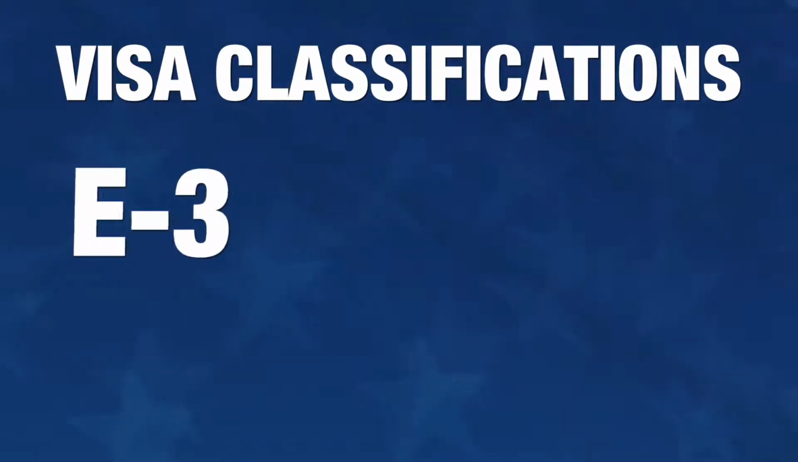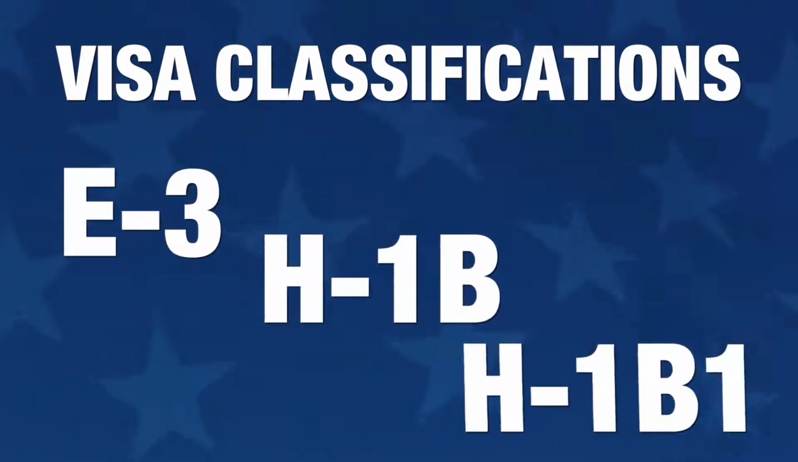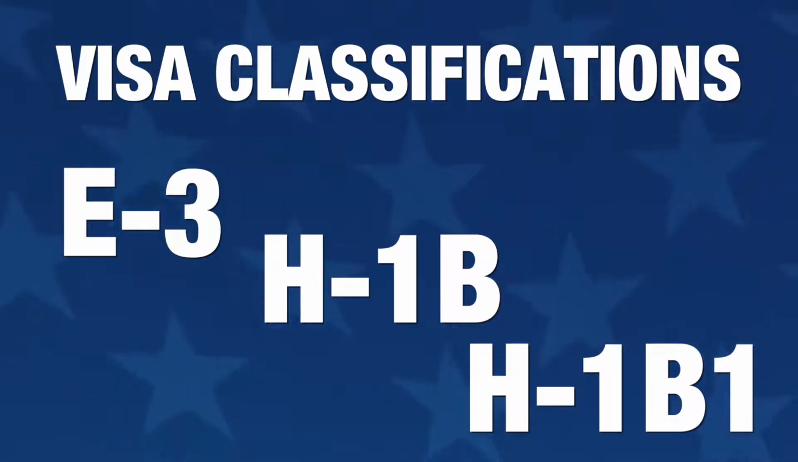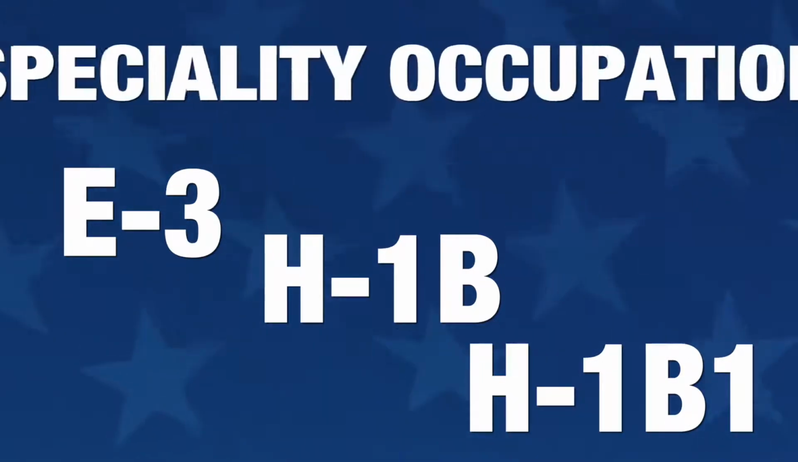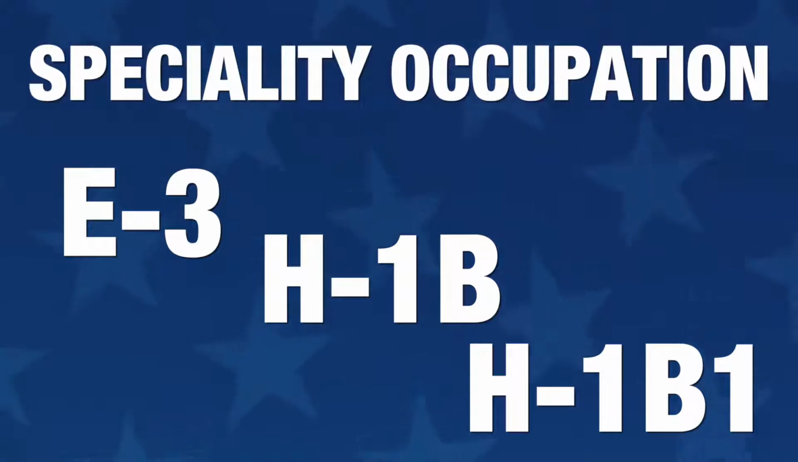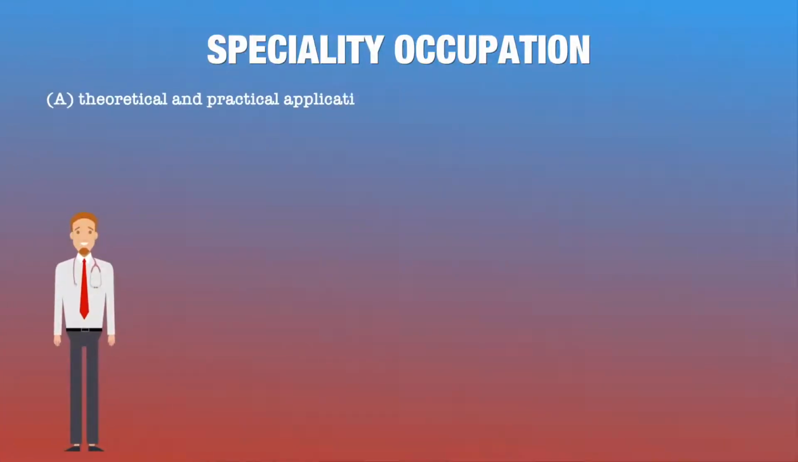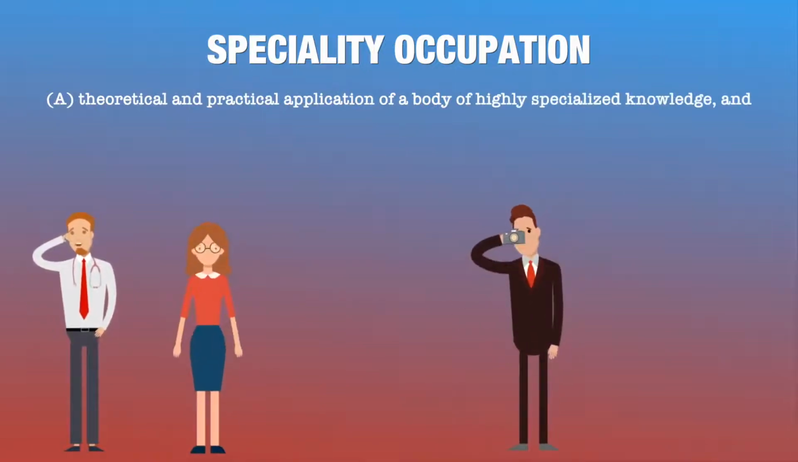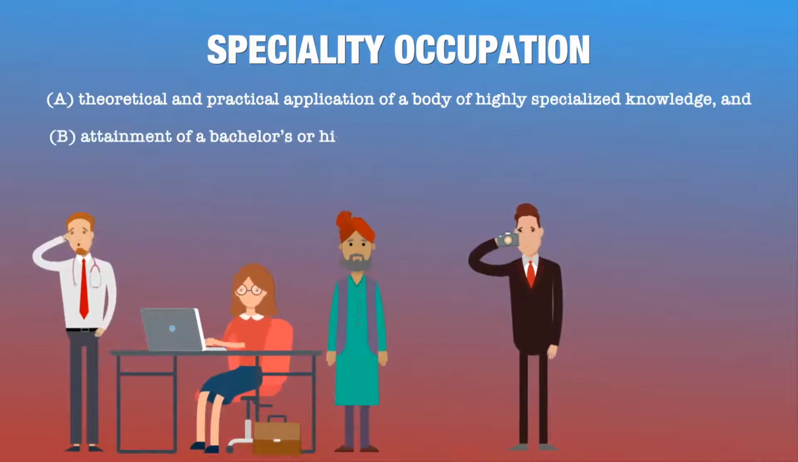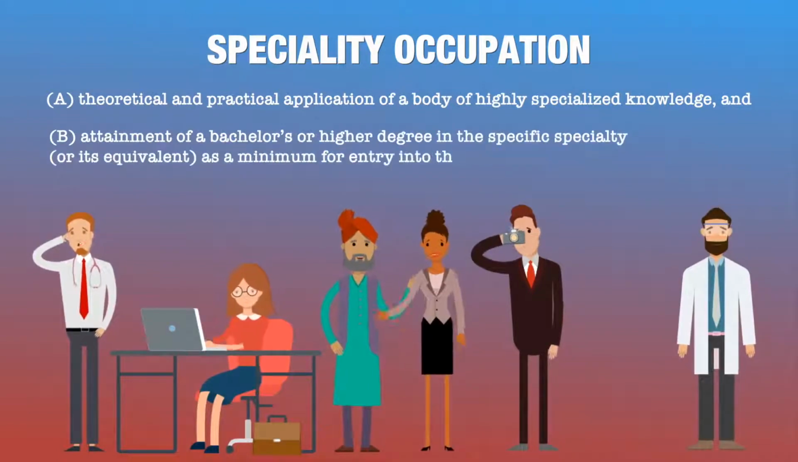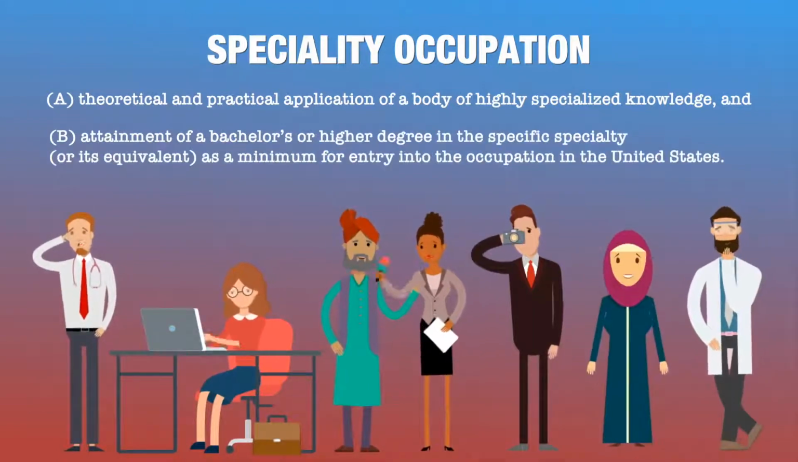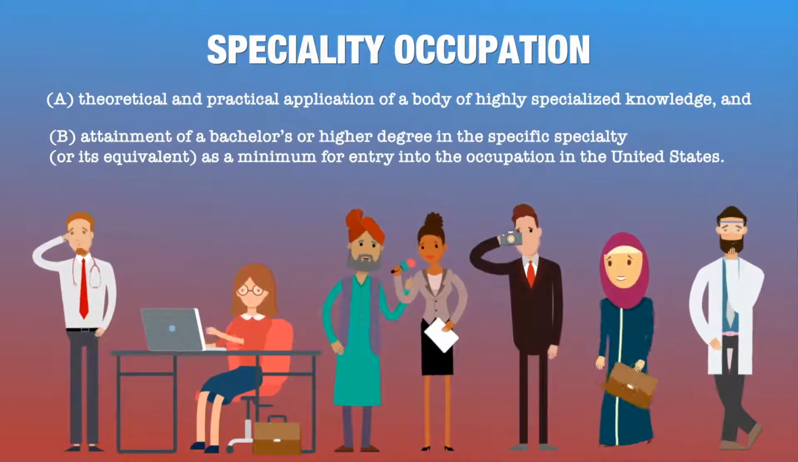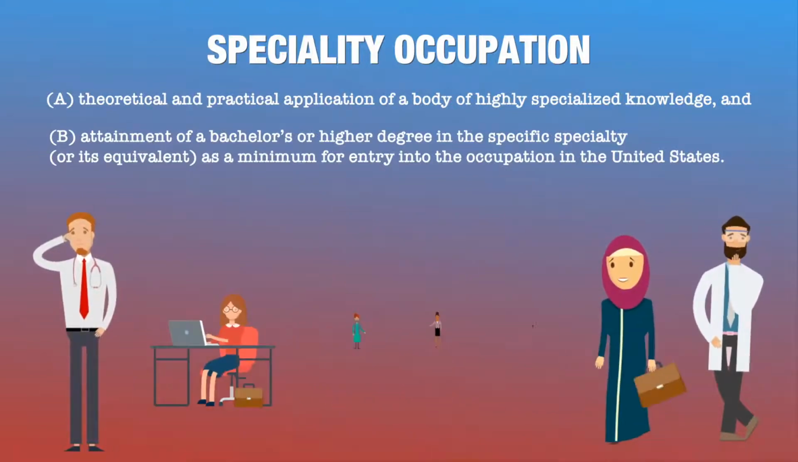The E-3, H-1B, and H-1B1 are visa classifications for individuals who will be employed in a specialty occupation, which is an occupation that requires A. Theoretical and practical application of a body of highly specialized knowledge, and B. Attainment of a bachelor's or higher degree in the specific specialty or its equivalent as a minimum for entry into the occupation in the United States.